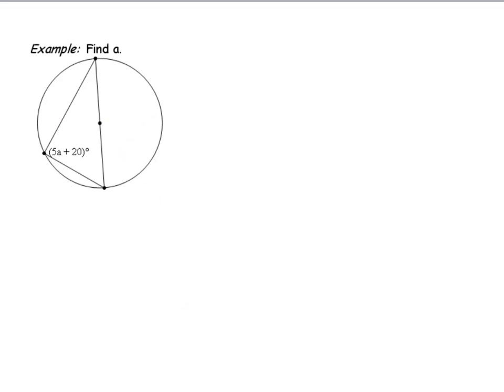Now let's go ahead and apply that last theorem. If we take a look at this one, I want to figure out what the value for A is. And I notice that this inscribed angle actually forms a semicircle. So if it forms a 180-degree arc, the angle itself has to be 90 degrees. So I'm going to say that 5A plus 20 is going to equal 90. And then all you do is just solve it from there. So 5A is going to equal 70 after we subtract my 20. And then when we divide by 5, we're going to end up getting 14.